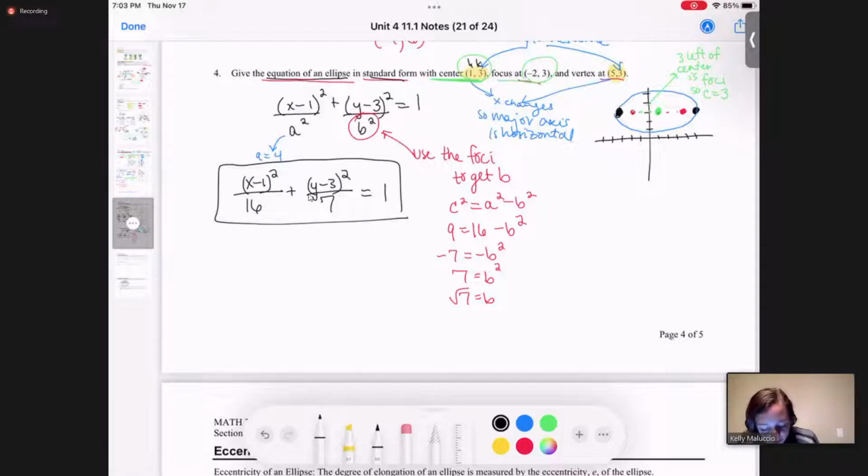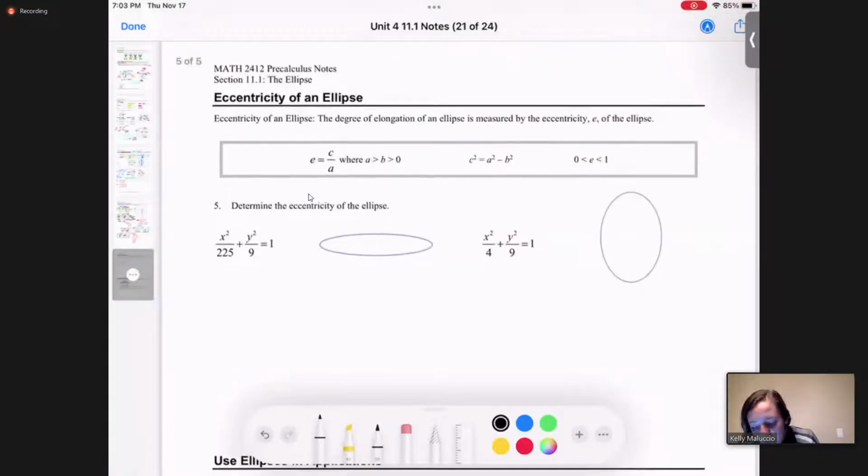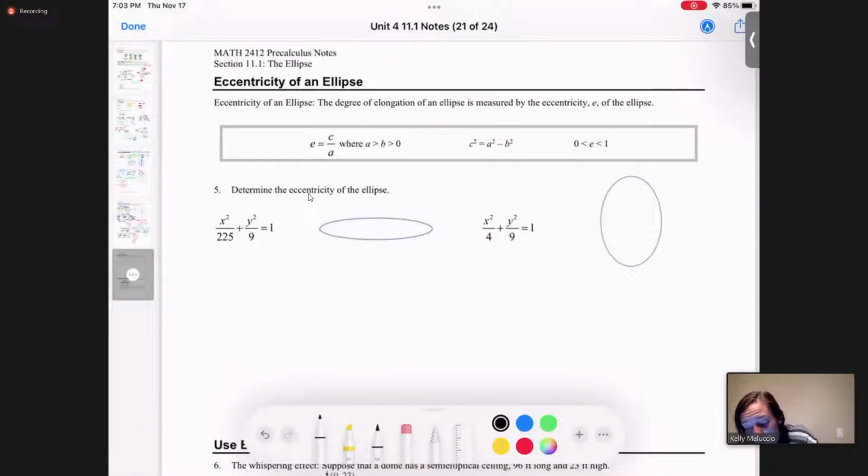The last bit of this section is going to be the eccentricity of an ellipse. I say eccentricity, but you can say it however you want. Here's that elongation. This is the degree of elongation of an ellipse measured by what we call little e. What's a little bit confusing is that this e is not the exponential e. This is just e for eccentricity of an ellipse. We have lots of e's going on here.